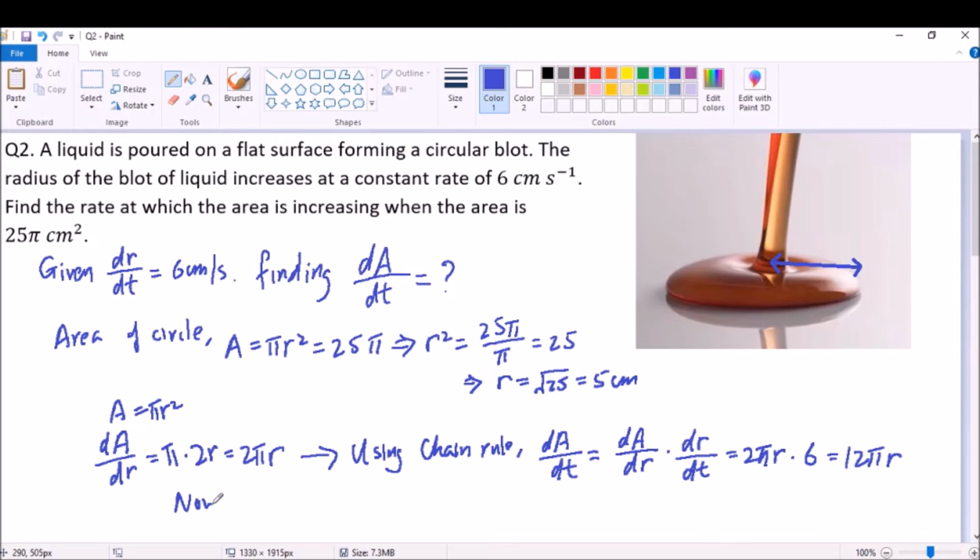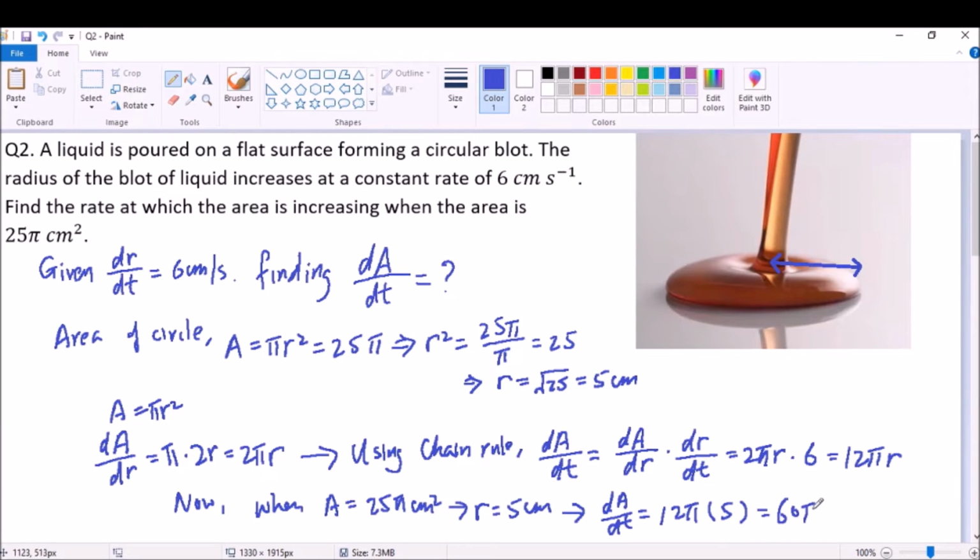Now, when the area is 25 pi cm squared, we know that r is 5 cm. So dA over dt is 12 pi r, where r is 5 cm. We have 12 times 5 is 60, so we have 60 pi cm squared per second. This is the rate at which the area is increasing when the area is 25 pi cm squared.